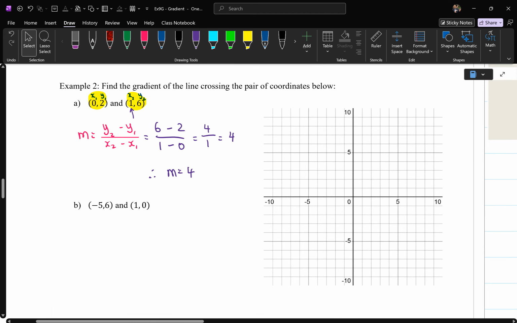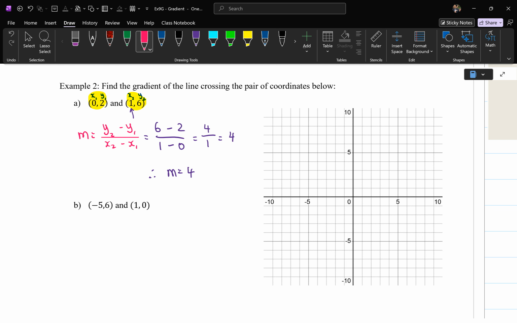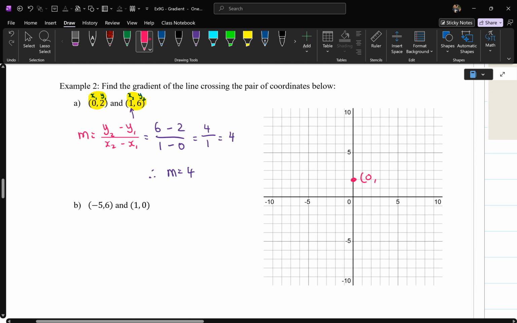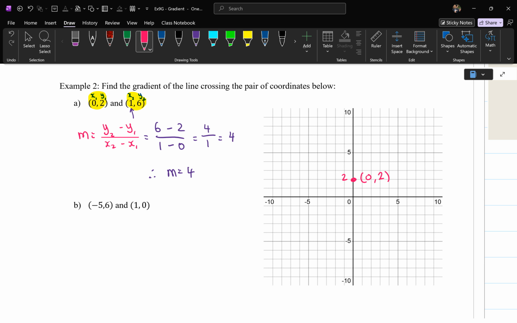How does that look on a graph? You don't actually have to draw the graph, but if I draw it, it makes more sense how you would get m equals 4. So 0, 2 is somewhere over here. X is 0, so it doesn't move left or right. It goes up by 2. So you've got 0, 2. The next one is 1, 6. So I go from 1 and I go all the way to 6. So here we go, that's 1, 6. If I connect the little dots, hopefully you can see.